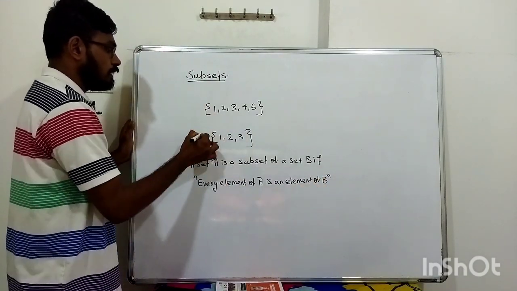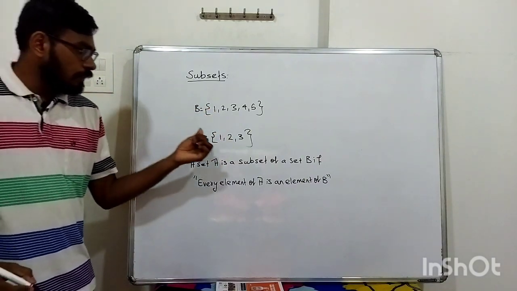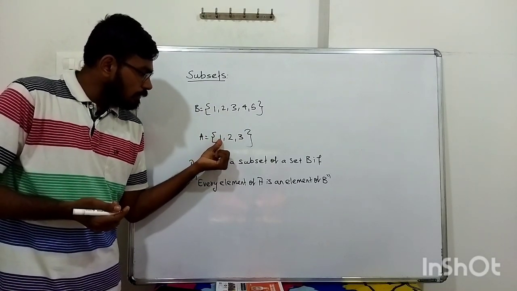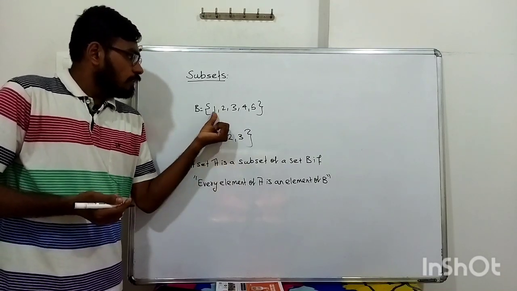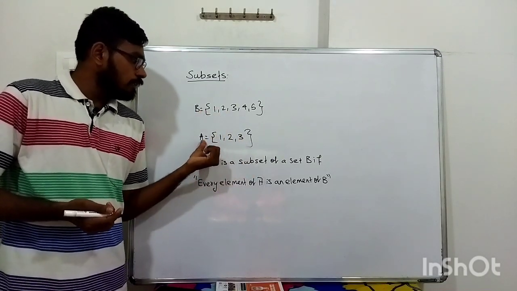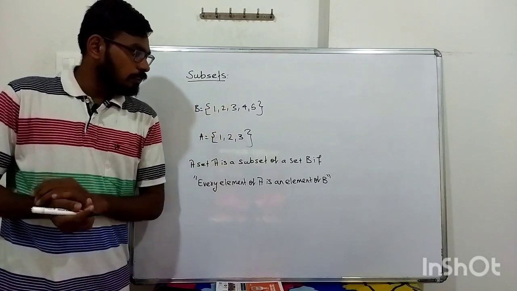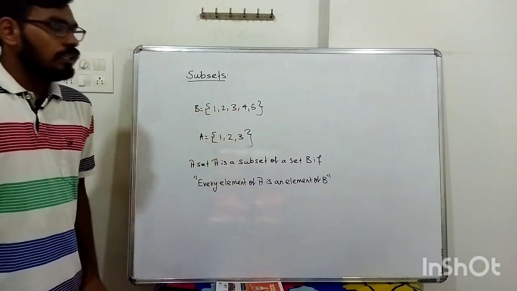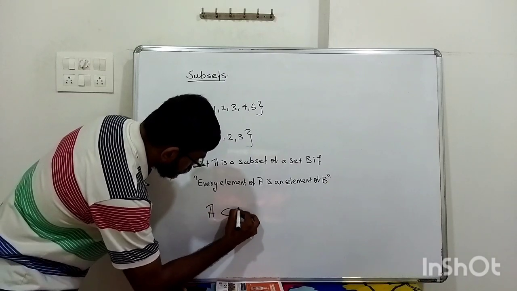See now, if this is A and this is B, every element of A is an element of B. 1 is an element of A and 1 is an element of B also. Similarly, 2 is an element of A, 2 is an element of B also, 3 is an element of A, 3 is an element of B also. So every element of A is an element of B. Hence, A is a subset of B.